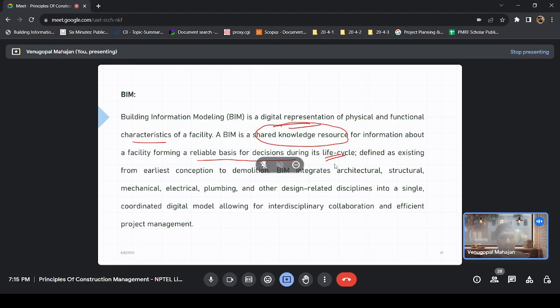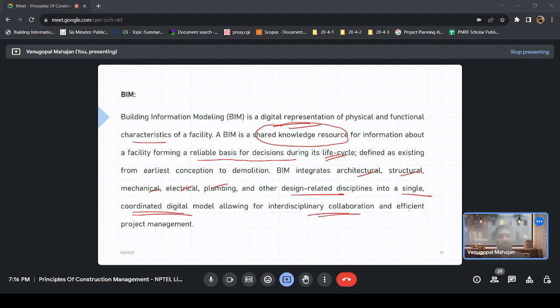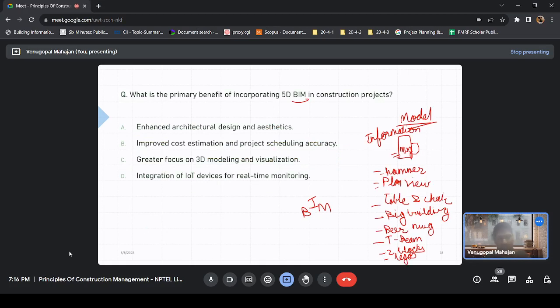Then what else can be there? Everybody is looking at the same single federated model. So architectural part, structural part, MEP, and other design related disciplines come into a single coordinated digital model. If you have a single coordinated digital model, you get interdisciplinary collaboration, and that leads to efficient project management. So this is the theoretical definition covering all the aspects of BIM. It would be in your slides.